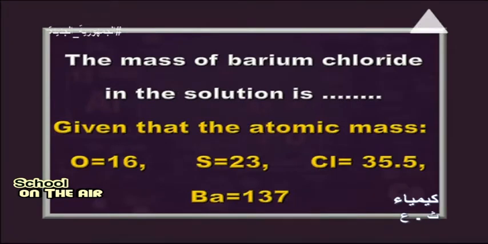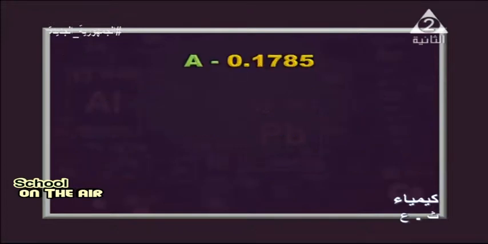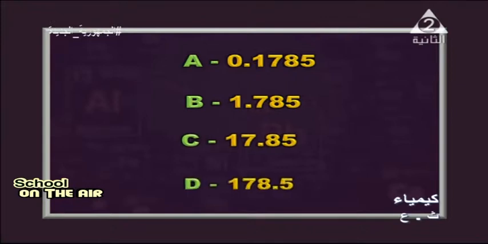Here, what is the mass of barium chloride in the solution? Is it found by knowing the atomic masses of oxygen, sulfur, chlorine, and barium? Is it one of these values A, B, C, D? If you solve the problem, it will be number B. How can we solve this problem?